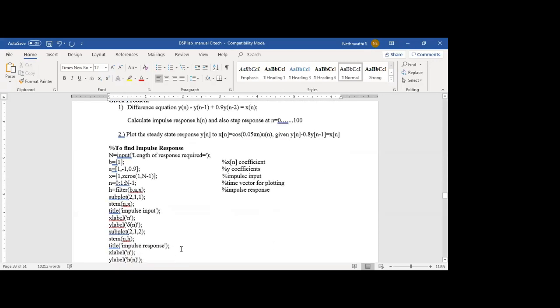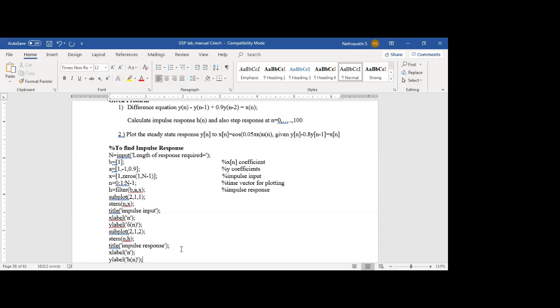Then of course it is varying from 0 to n minus 1. I'm just giving the time vector for plotting it. I gave the impulse input and the time vector for plotting, from 0 to n minus 1. Then the keyword, the function I'm using here, is filter, comma, B, comma, A, comma, X.